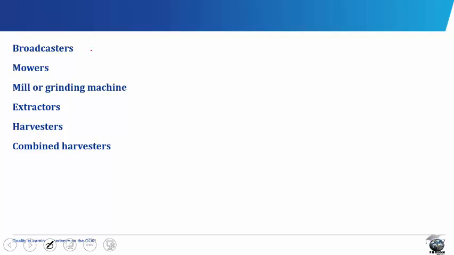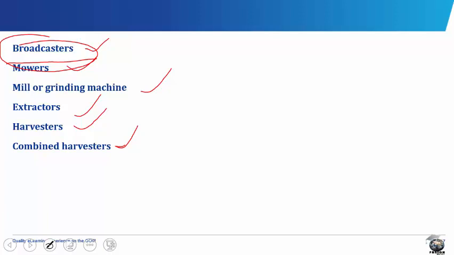We also have the broadcasters, the mowers, the mill or grinding machine, extractors, harvesters, combined harvesters as other types of farm machines. Broadcasters are implements used either to broadcast granular fertilizers or seed grains during planting. The working mechanism is similar to that of the planter. The broadcaster consists of a large container called the seed box or the hopper, inside which is put the seeds or fertilizer to be broadcast.